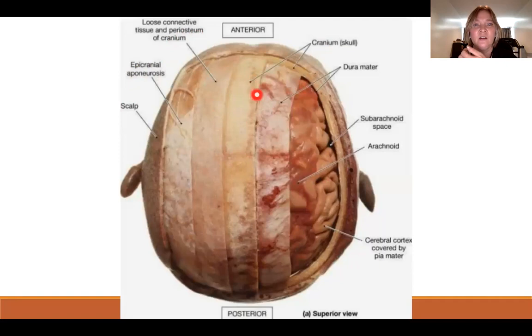And then under the skull, you have the dura mater, which is another connective tissue which covers the brain. And you've got subarachnoid and arachnoid space. It's also part of the layering that covers the brain.